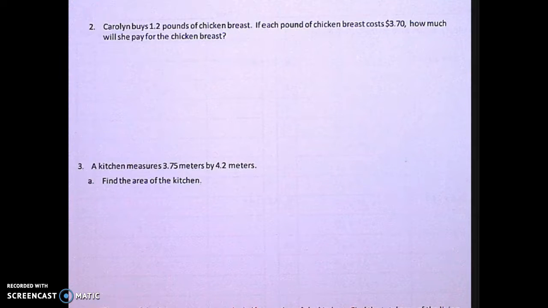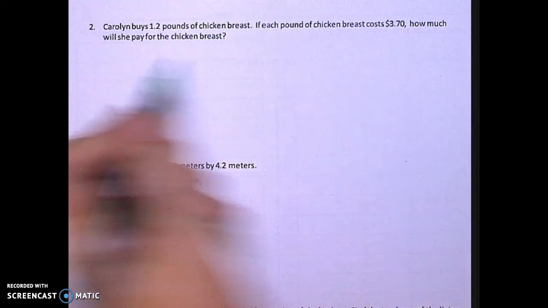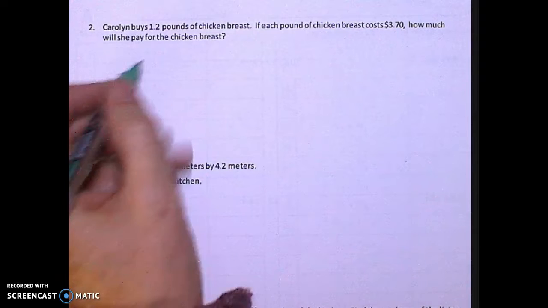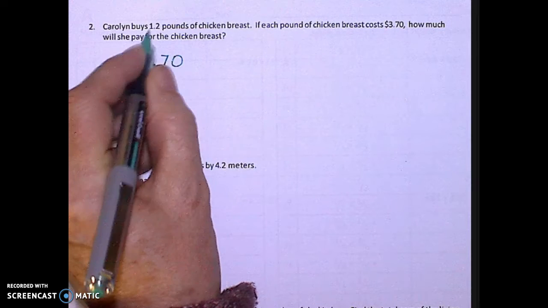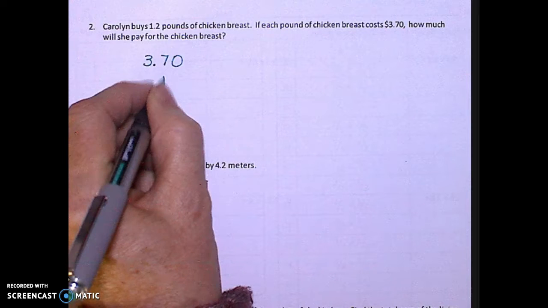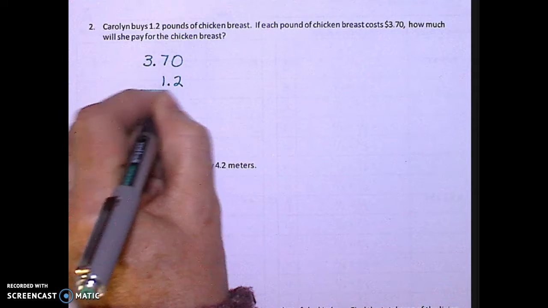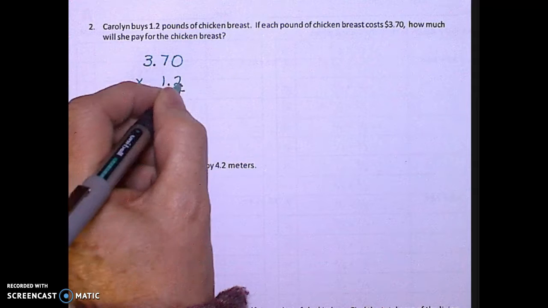All right, turn your paper over. Let's look at question 2. It's a word problem. It says, Carolyn buys 1 2/10 pounds of chicken breast. If each pound of chicken breast costs $3.70, how much will she pay for the chicken breast? So we're going to take the $3.70 and multiply it times the 1.2. Again, we don't have to line up decimals. We're lining up the right digits.